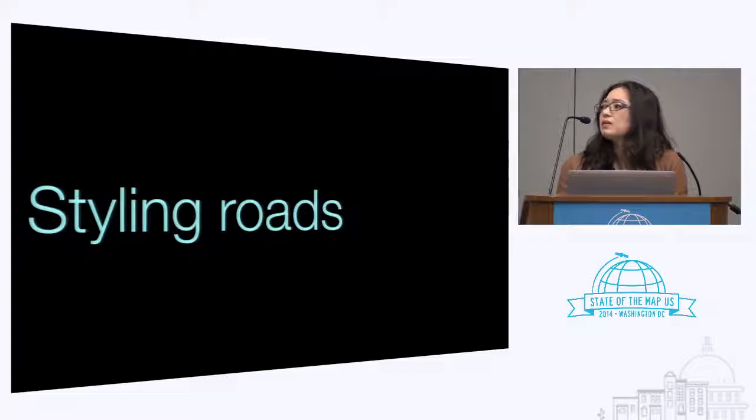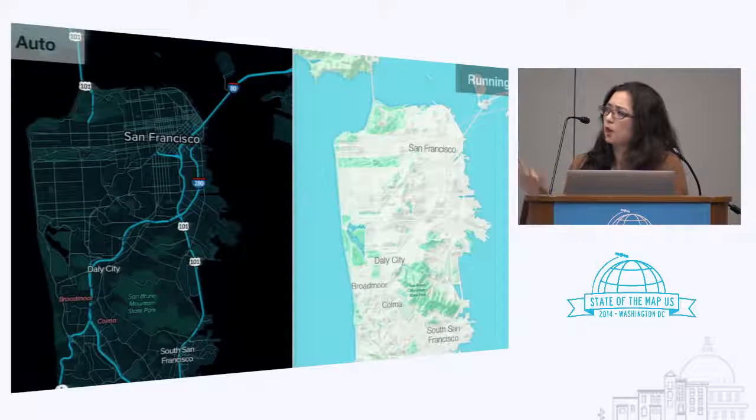There's too much to talk about in styling, so I'm just going to concentrate on two types of features as an example. I think roads are one of the most prominent features in a lot of maps, no matter what the function is. So I'm going to show a couple examples of road styling, both the geometry of the roads and the labels as well.